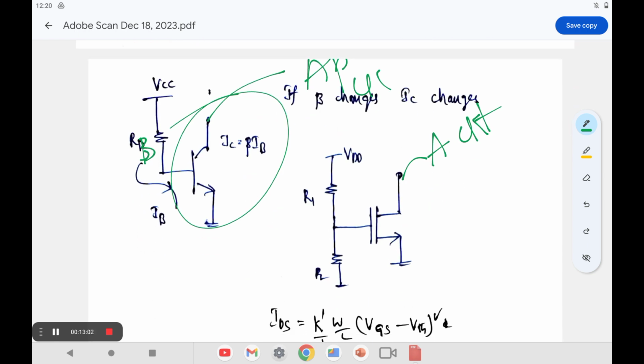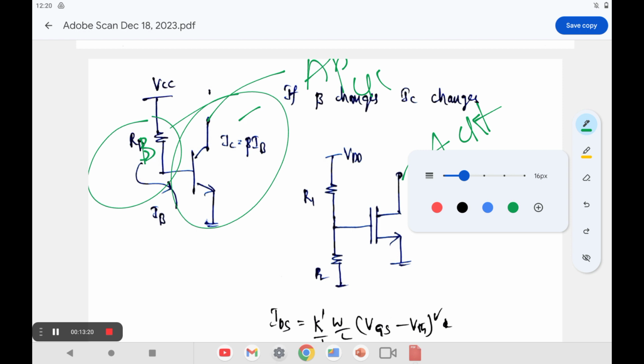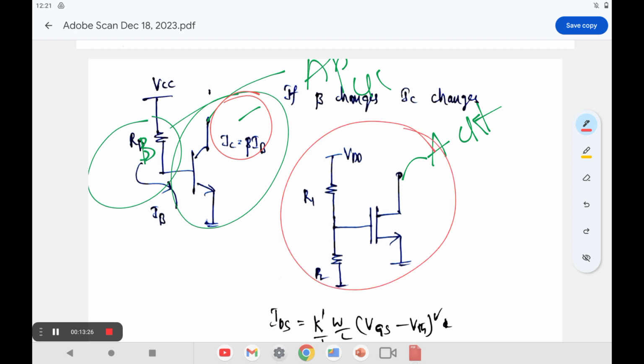Here the problem is, if there is any change in the IB value, obviously the IC value also changes. That means there is no possibility to get a constant current. Why? Because this base current is varying, or the beta of the transistor is varying, so obviously the corresponding current is also varying. That is one problem. At the same time, if you go for the field effect transistor, why are we choosing this IB and all those things? It is necessary to operate the device in an active condition.